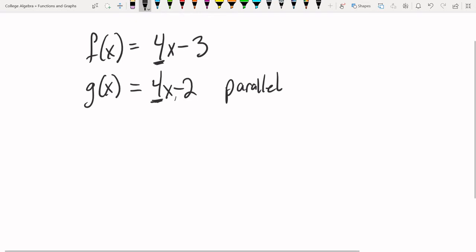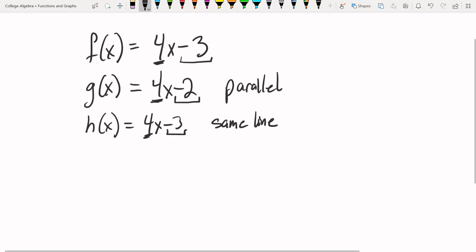Now, the y-intercept here has to be different for lines to be parallel. If we had something like h of x equals 4x minus 3, this is not a parallel line. It has the same slope, but it has the same y-intercept. In fact, this is the same line.